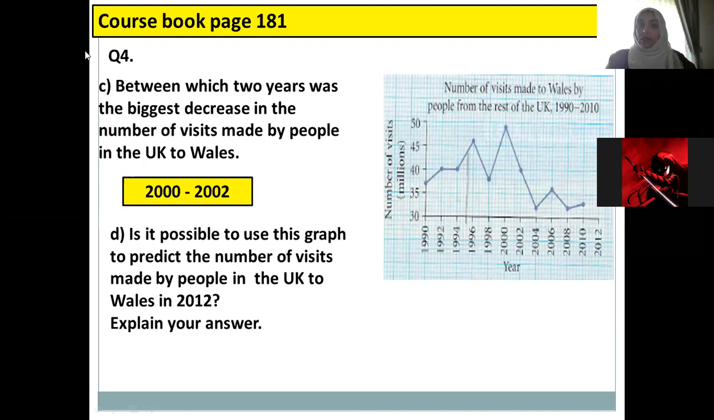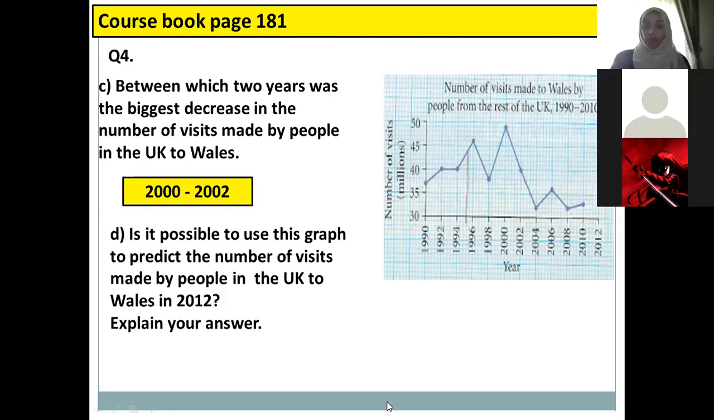Is it possible? Look at the trend. Do we have a general trend? Was it increasing all the time? Was it decreasing all the time? Can we use this trend? Selena Muhammad, tell me Selena. No, because it had no pattern. It kept increasing and decreasing rapidly.